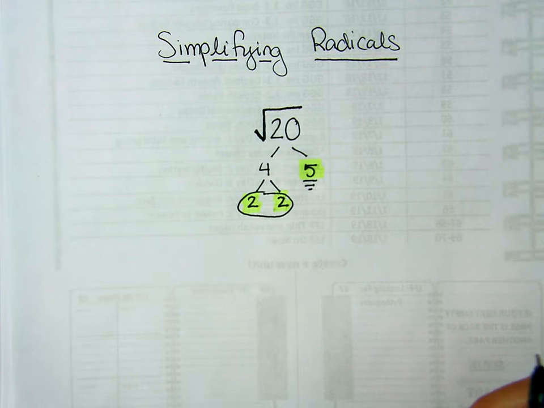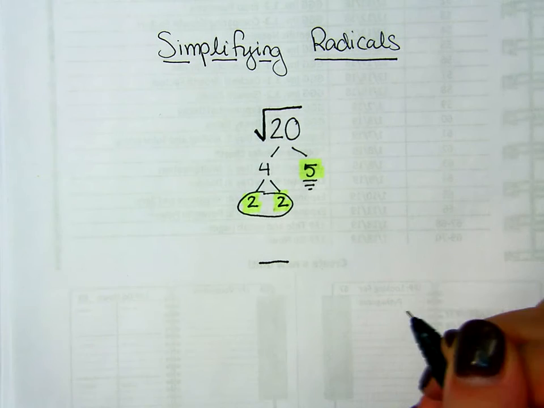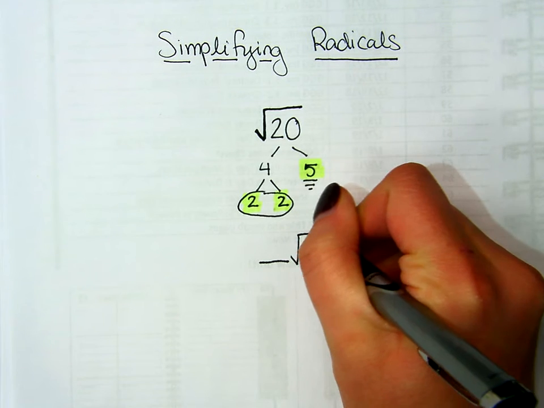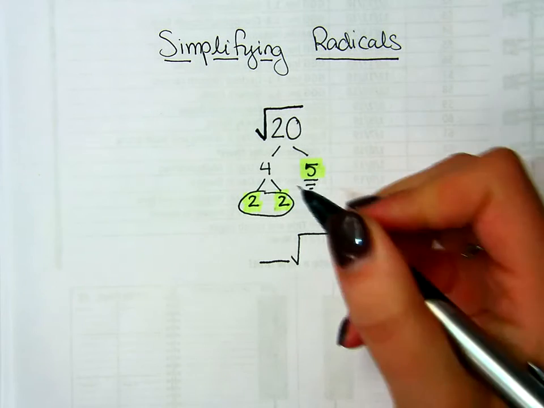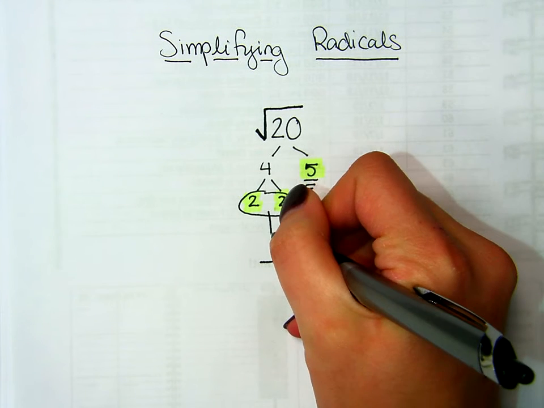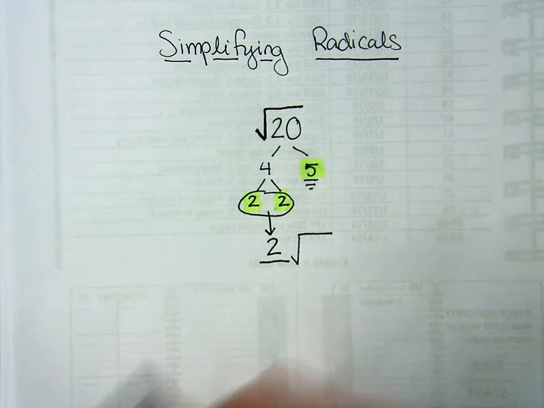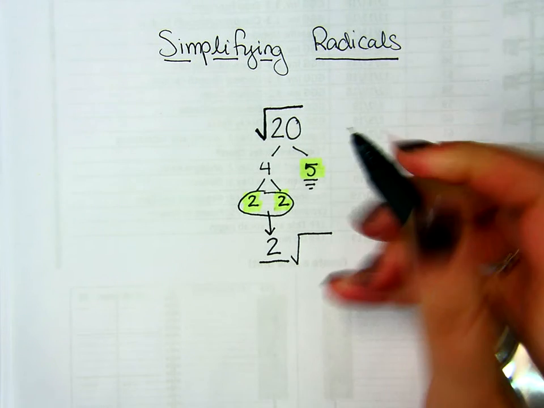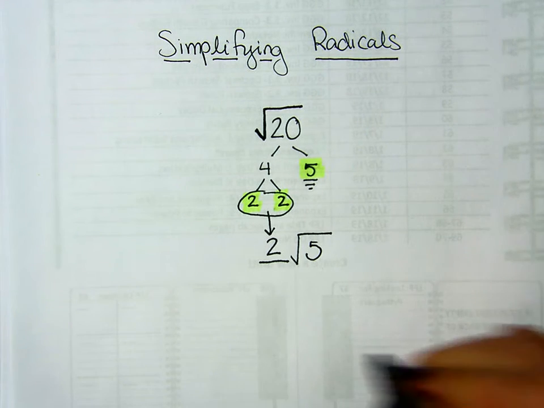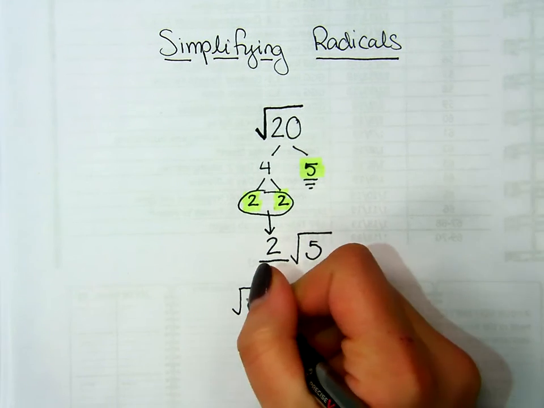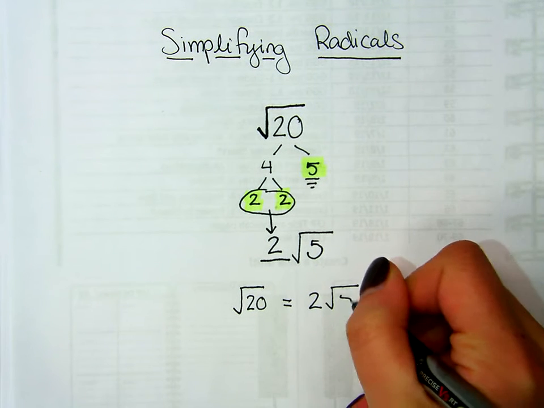As I go to record my answer, I'm going to be writing my answer as some amount that I can pull out of the radical times some amount left over inside the radical. Anytime I find a pair, I can pull out one of those numbers to sit in front of the radical. Anything that does not have a pair is stuck inside and is considered to be left over. So the simplified version of radical 20 is 2 radical 5.